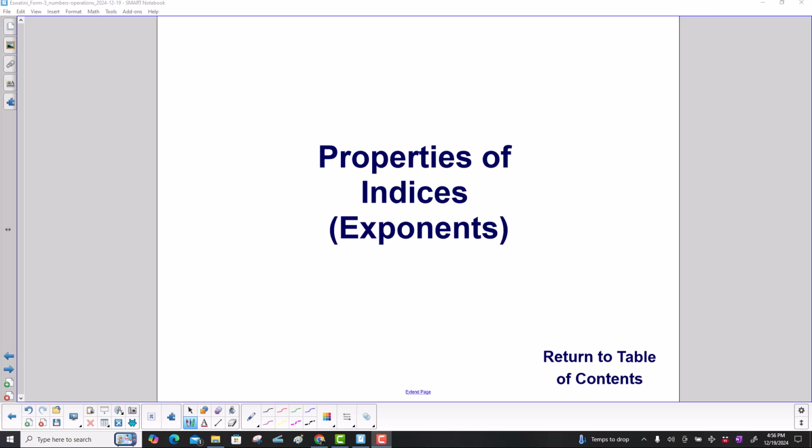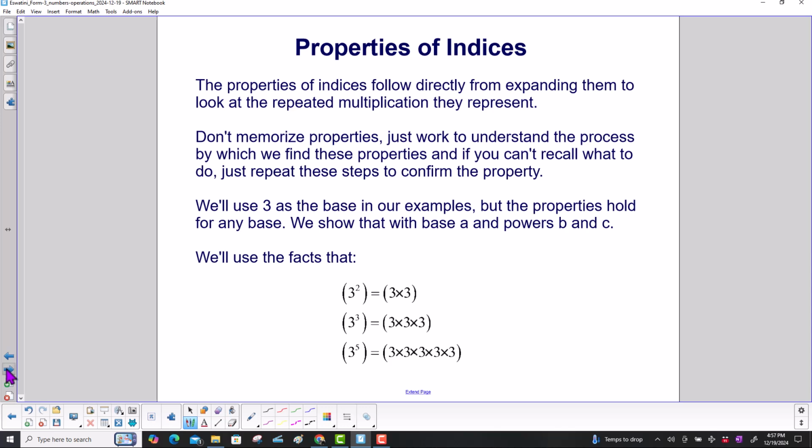Properties of indices, that is, exponents. The properties of indices follow directly from expanding them to look at the repeated multiplication that they represent. Don't memorize properties, just work to understand the process by which we find these properties, and if you can't recall what to do, just repeat these steps to confirm the property.